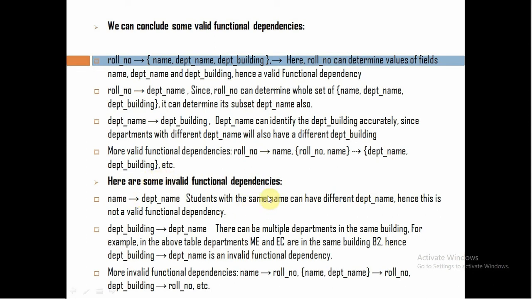Invalid functional dependencies are: name → department name. Department name is not functionally dependent on name, because students with the same name can have different department names. So this is not a valid functional dependency. Department building → department name is also an invalid functional dependency because there can be multiple departments in the same building.